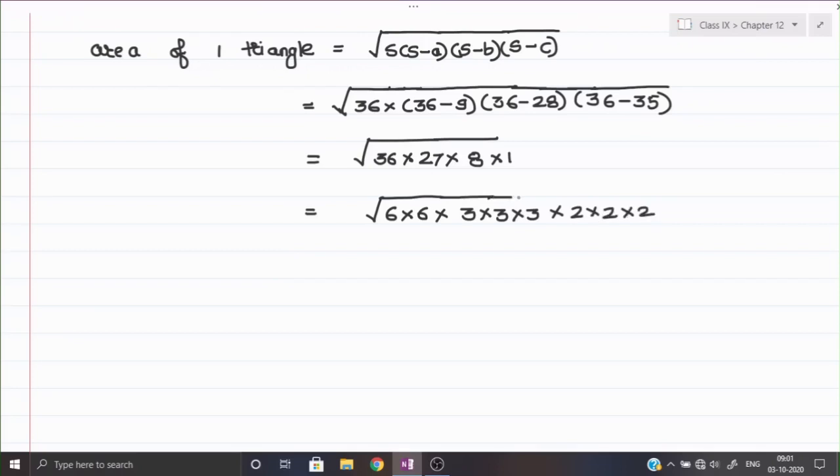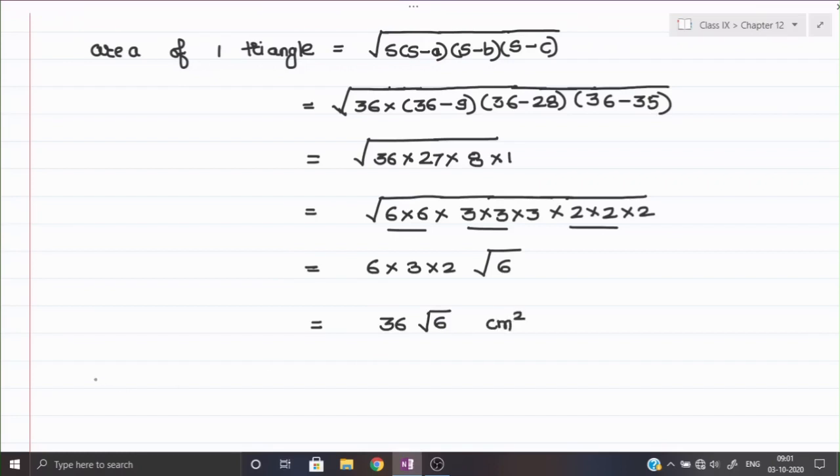Okay, so now here observe, one pair of 6, one pair of 3, and again one pair of 2 is completed. Okay, so 1 6 will come out, 1 3 will come out, and 1 2 will come out. So 1 3 and 1 2 will remain, so that we can multiply, that is becoming 6 over here. This will be 6 into 3 is 18, 18 into 2 is 36. So this will be 36 under root of 6 centimeter square.